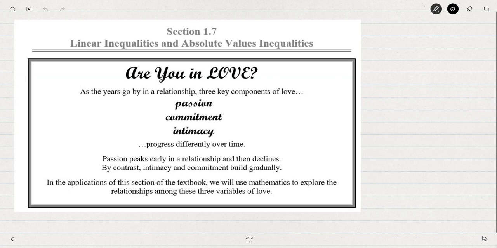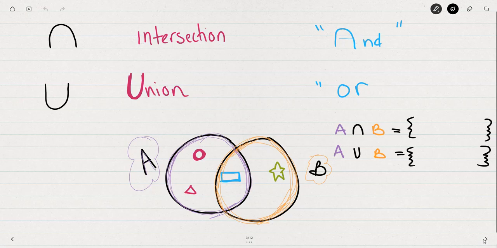When you look at the examples in our textbook, not in this video, but in our textbook, you should find some applications where we use mathematics to explore relationships among these three variables of love. So if you were not thinking about doing your homework, I hope that inspires you to jump in and do it. So do the homework.